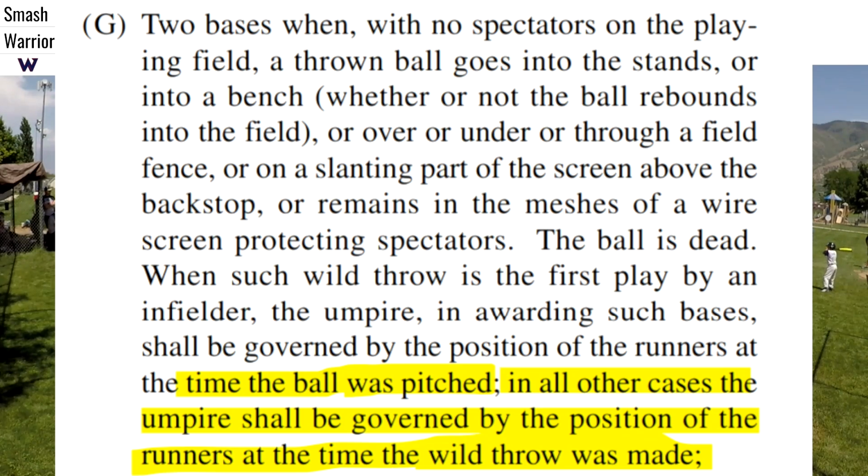where we look at the position of the runners at the time the ball was pitched. In all other cases, the umpire shall be governed by the position of the runners at the time the wild throw was made. So if it were an infielder throwing this ball, it would be 2 bases from the time of the pitch. But given that it was an outfielder throwing this ball, it is 2 bases from the time the wild throw was made. So this is a pretty severe rule as well.